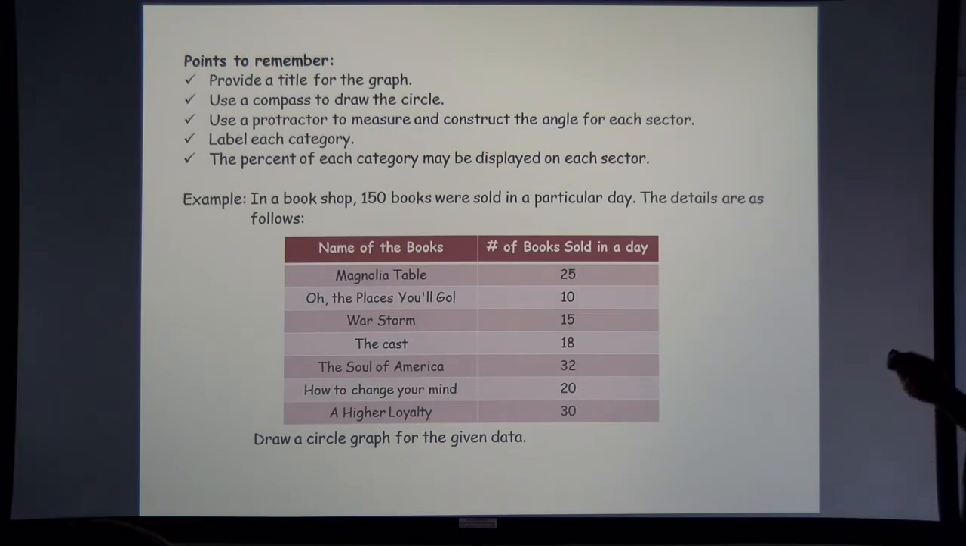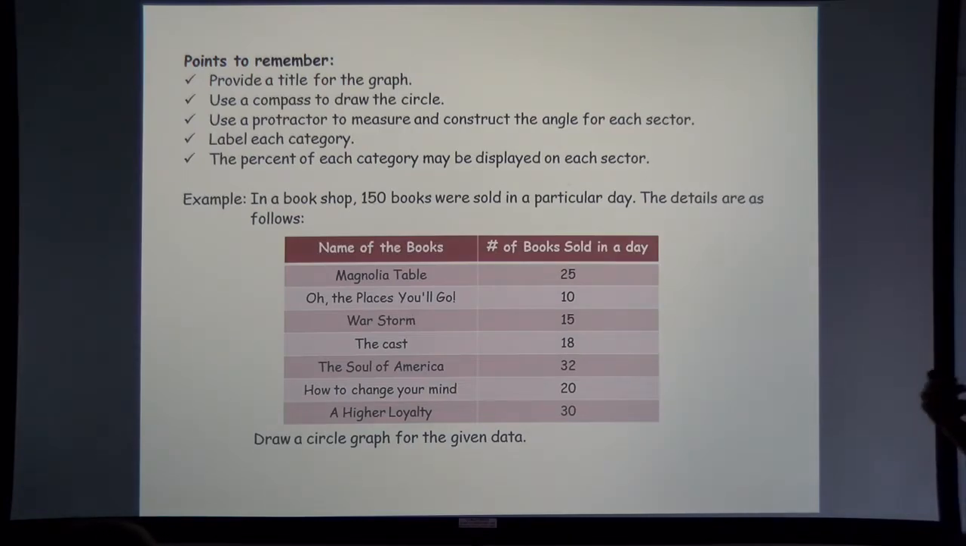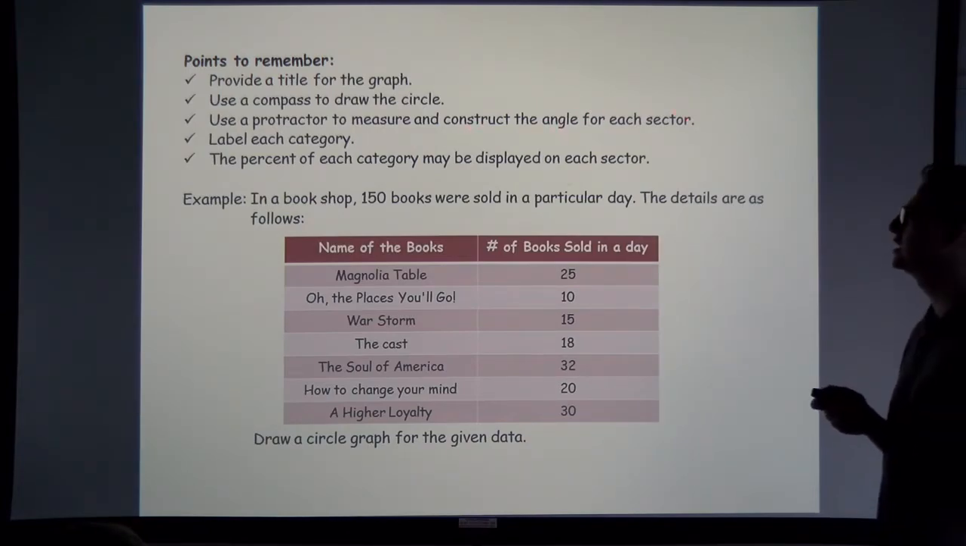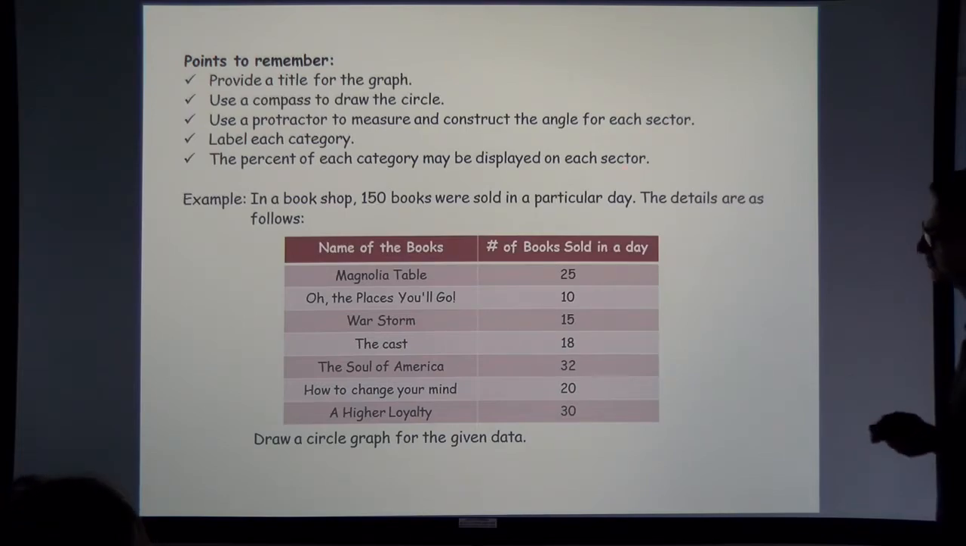So, points to remember: title for the graph. Use a compass to draw the circle, okay? Make sure we use a compass. Once again, you don't want it to be sloppy. Use a protractor to measure and construct the angle for each sector. Label each category. The percent of each category may be displayed on each sector.